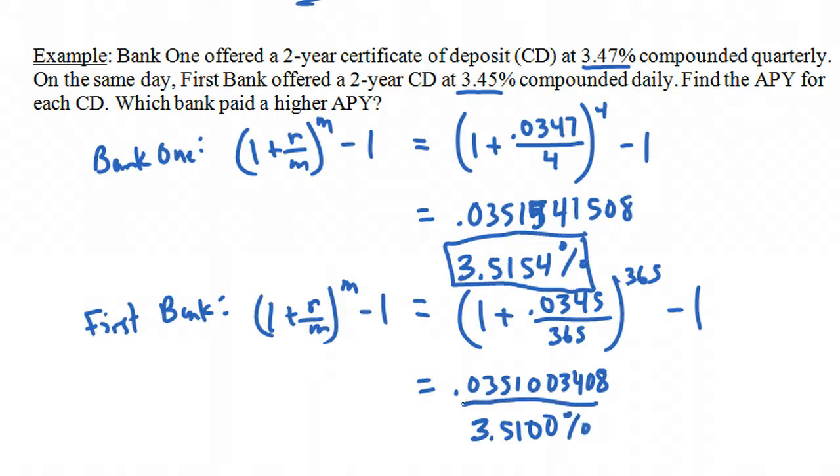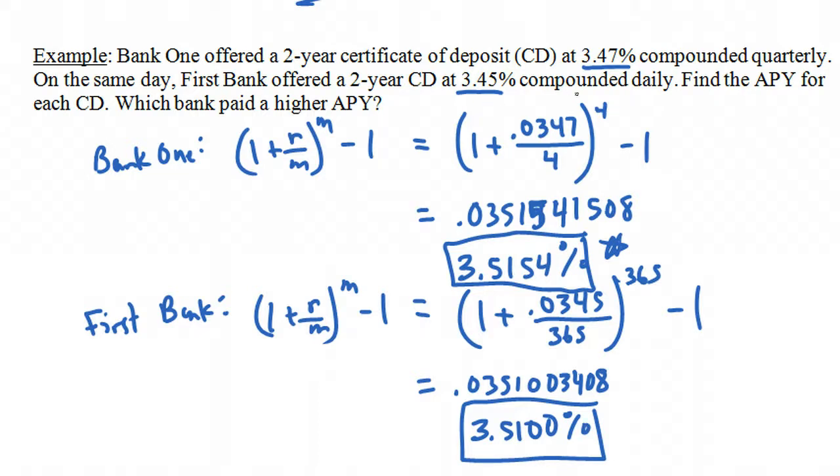Notice that the APY for this first one was higher than the APY here. This was 3.47%, and this was 3.45%. And I was wondering which one would be better: the 3.45 compounded daily, or the 3.47 compounded quarterly? I generally wasn't really sure, but it turns out the 3.47 one is just slightly better than the one that was 3.45.